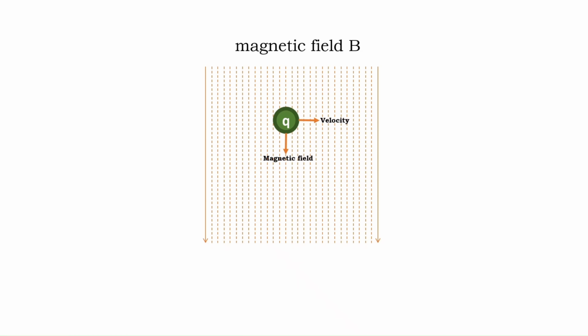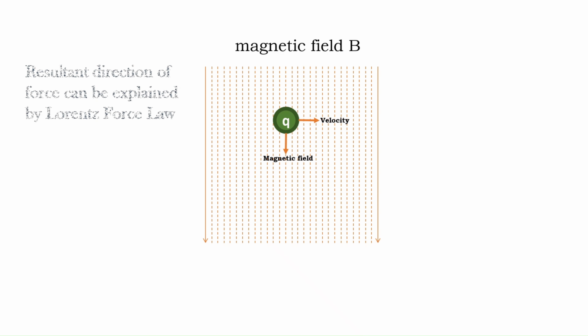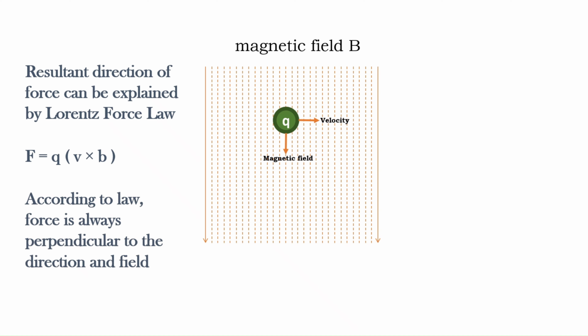The effect of the magnetic field can be explained with the Lorentz law. The force F on the particle equals its charge Q times the cross product of its velocity v and the magnetic field B. Forget the math. The crucial point here is that the force is always perpendicular to both the direction of motion and the field.